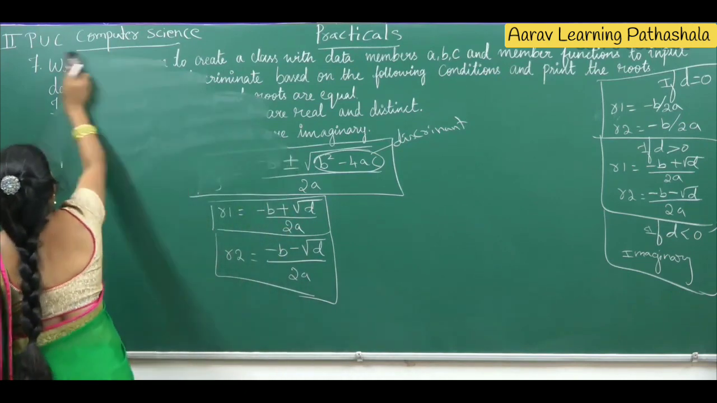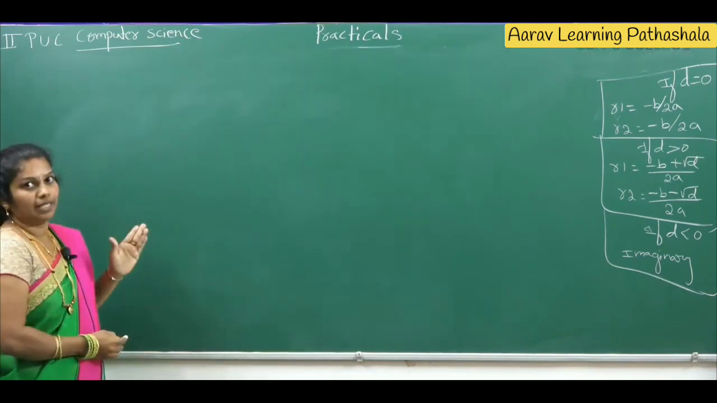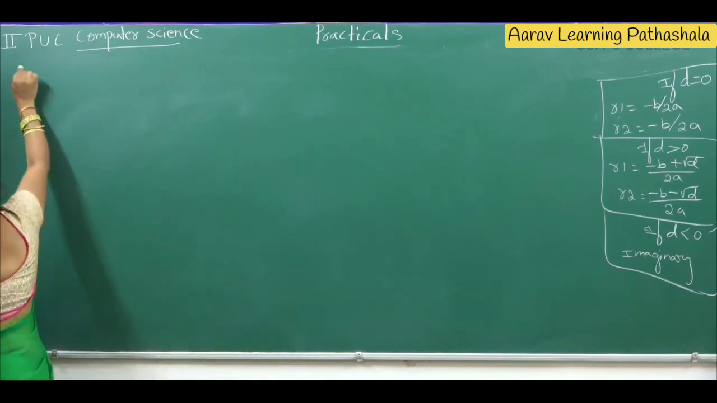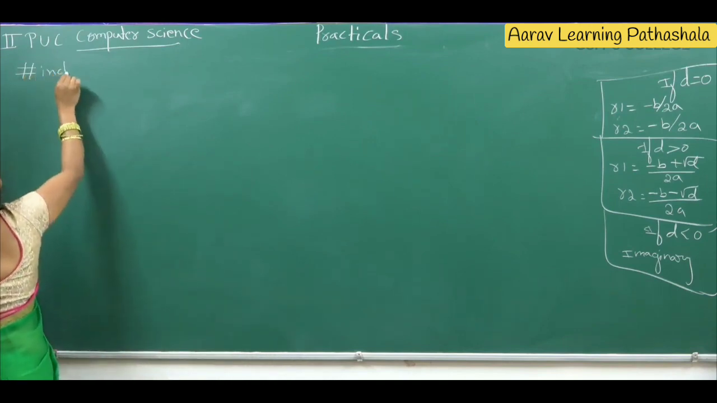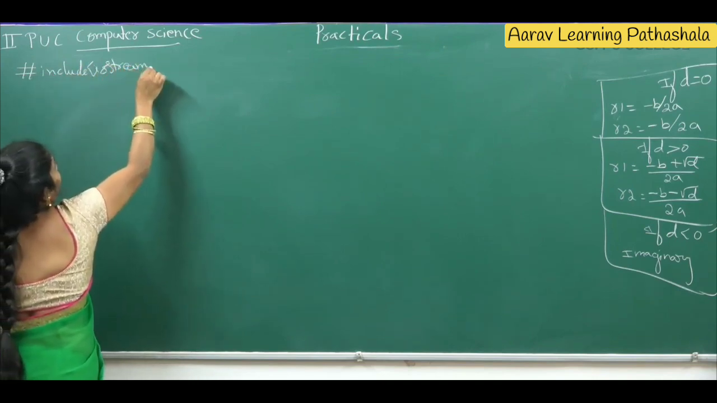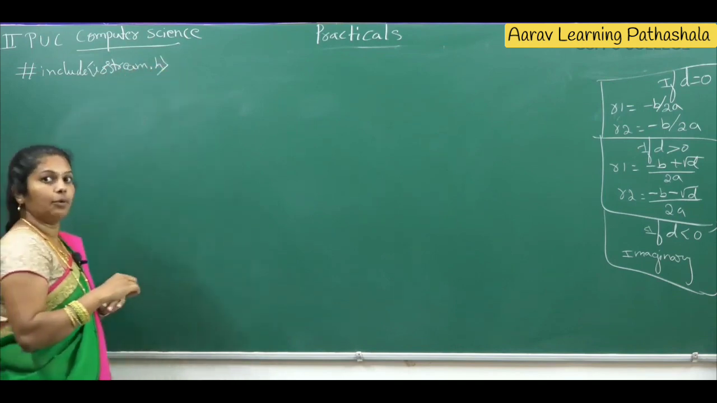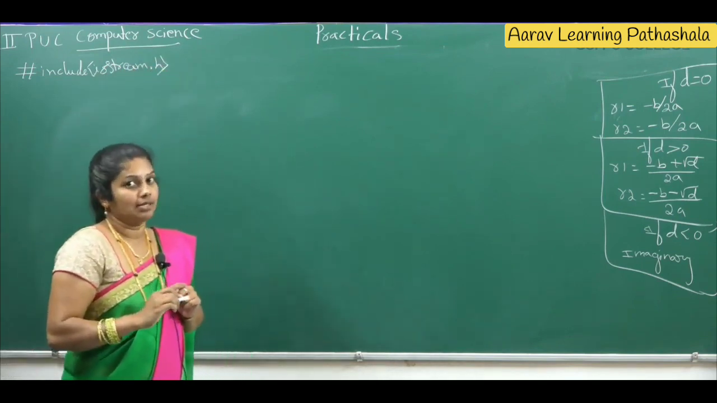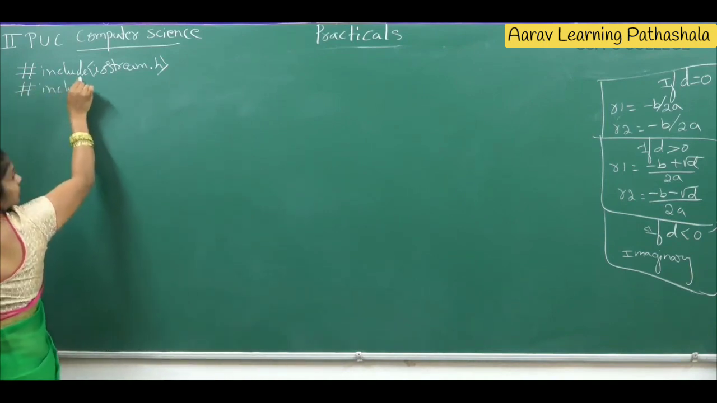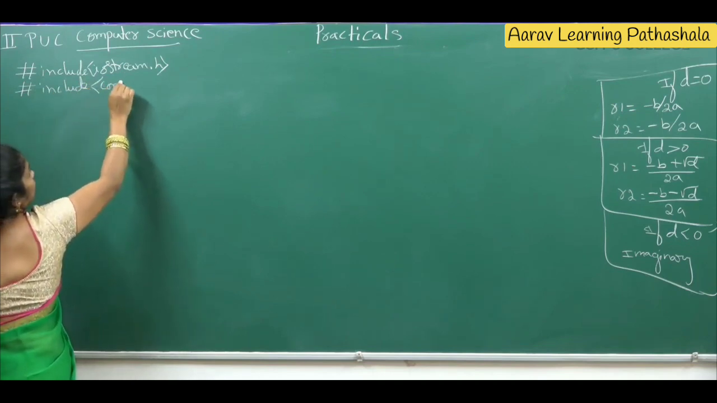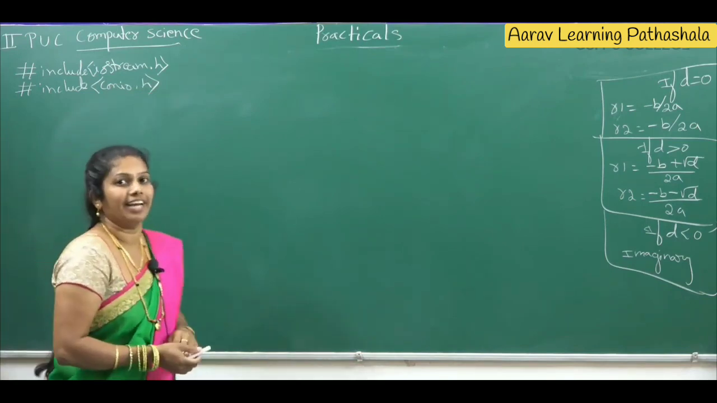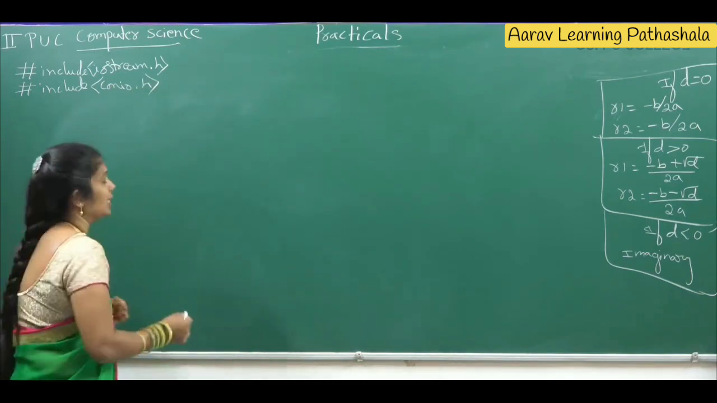Next I will explain the program regarding this. While explaining the program, first as usual, we have to start with the header files. The first header file is hash include iostream.h. This is the supporting header file for cin as well as cout functions. Next, hash include conio.h, the supporting header file for clrscr as well as getch functions.